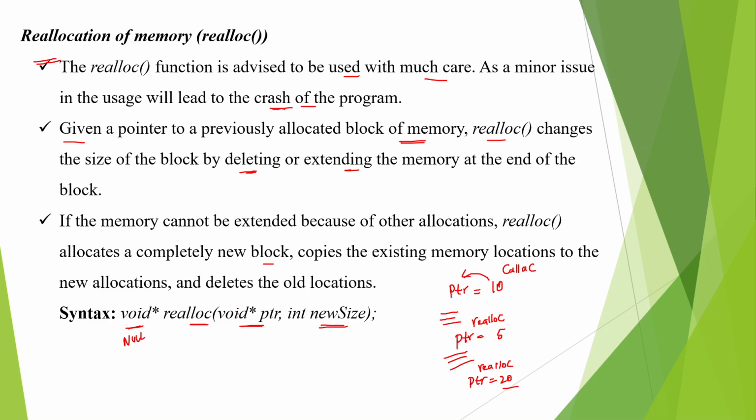But here the syntax is different. While calloc and malloc take the number of blocks, here realloc will take the old pointer, modify the size to the newly given size, and return the pointer. Hopefully you understood. So quickly we go and demonstrate this realloc with the help of a program example.